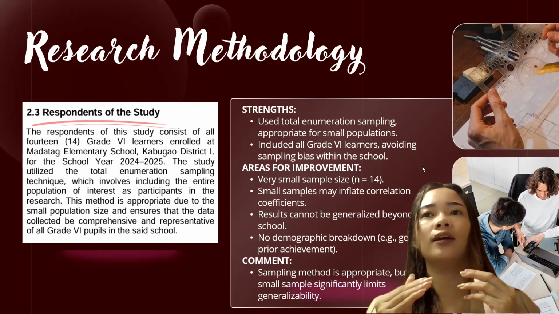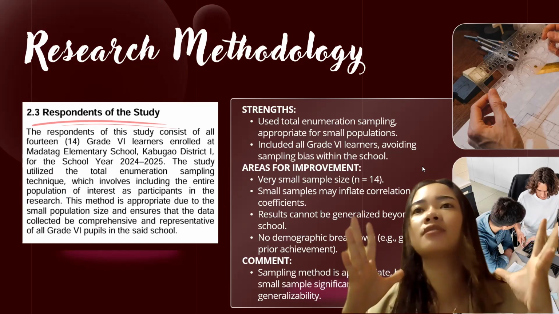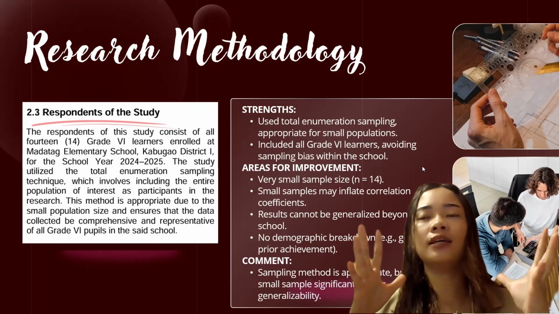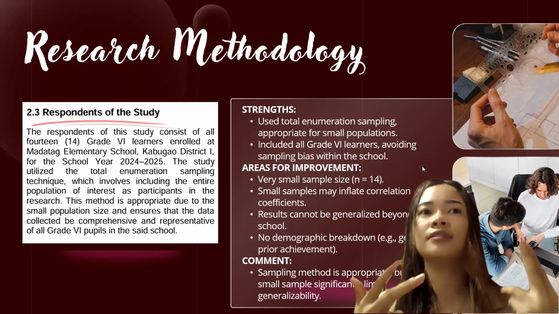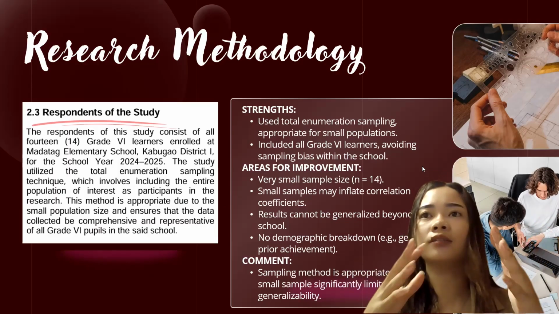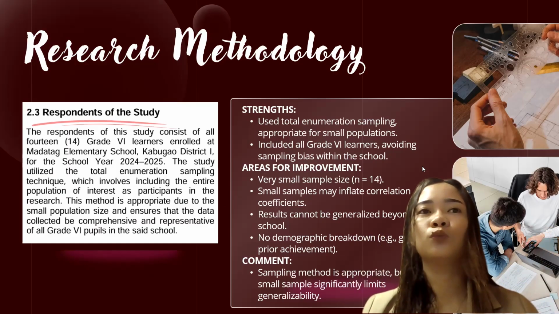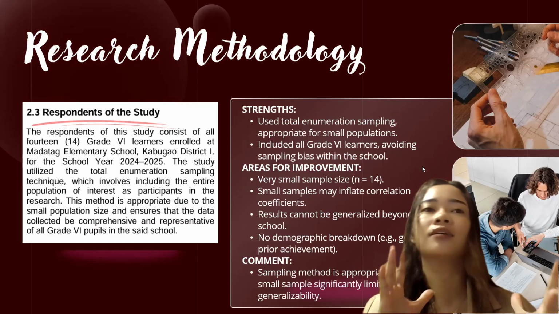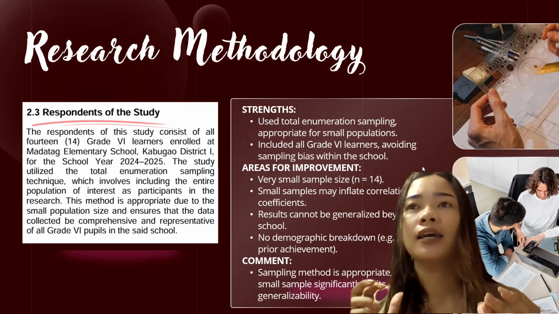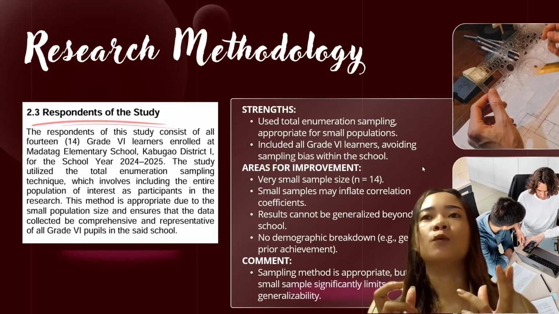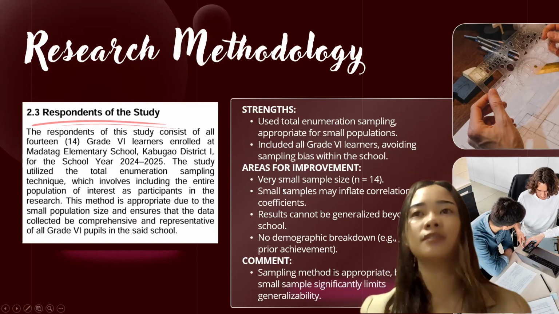So I think it's better to have more respondents in the study, so that we could really say that there's a relationship or no relationship. The method is appropriate, but it's better to assess more grade 6 learners, so that we can really say that the study is feasible and that the two variables do have a relationship or not. But still, the respondents of the study are good.